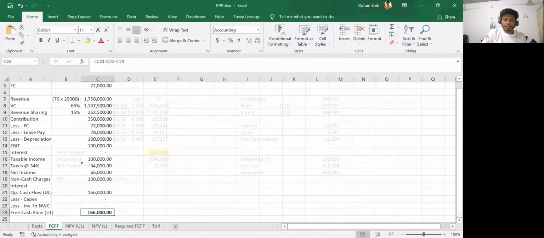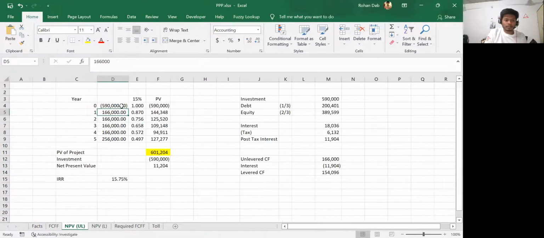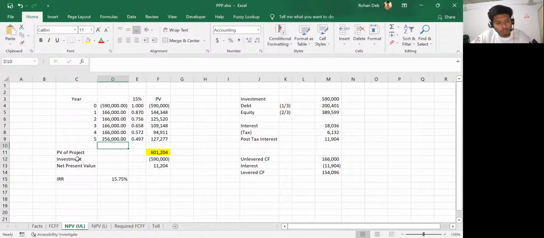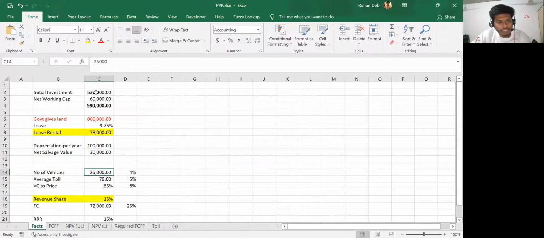166 is the free cash flow, which I'll receive every year. For the 5th year, not only am I getting the free cash flow, but also I'm getting 60,000 back, which is my working capital, and 30,000 back, which is my salvage value. In the working capital, it was given 60,000 here, and my salvage value was given over here. So I initially invested 60,000, which I was using to run my business.